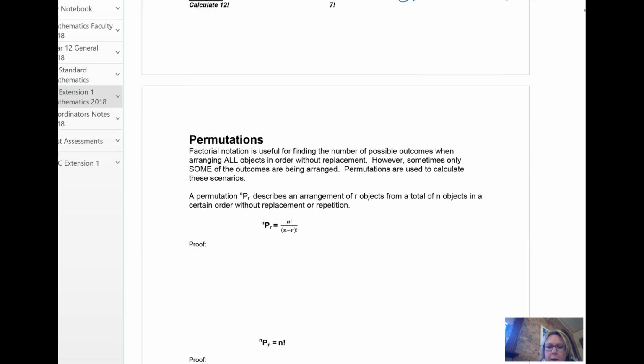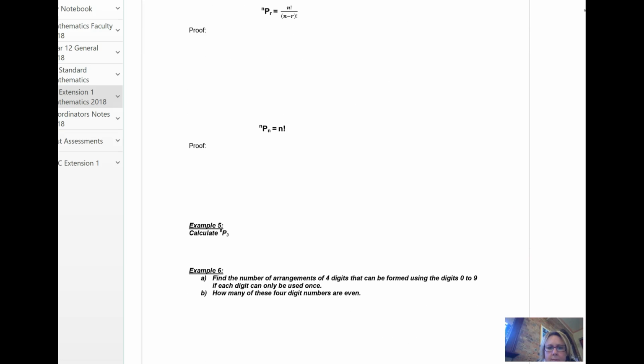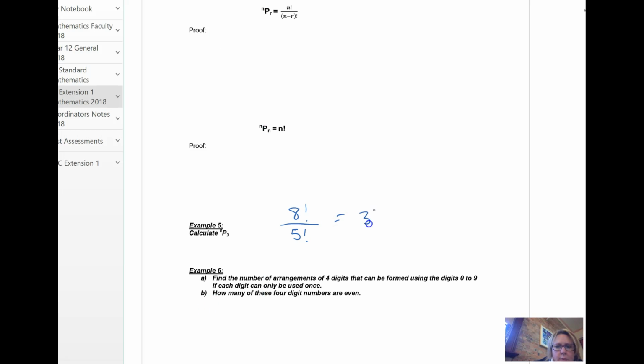I don't use the button, I use the brackets. So if I wanted to work out 8P3, it's 8 factorial over 5 factorial. Or I could have gone 8P3. 336.